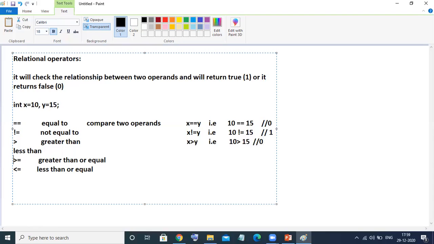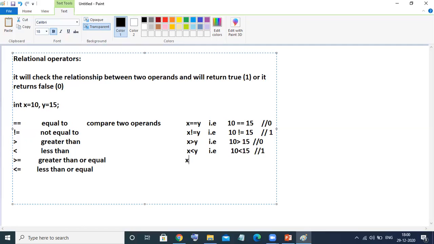Similarly, here it is less than. Is x less than y? That is, x is 10. Is 10 less than 15? Yes, the condition is true. So it will return the value 1. Similarly, greater than or equal to, what exactly does that mean?